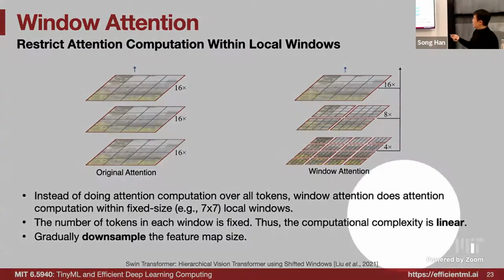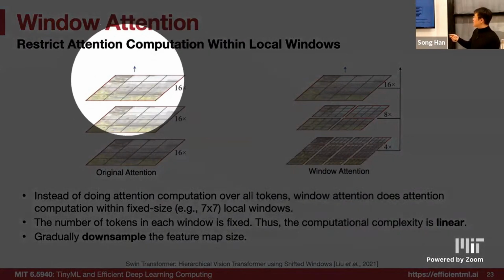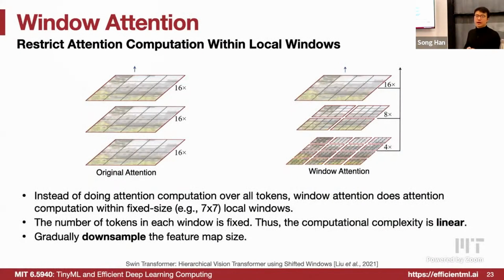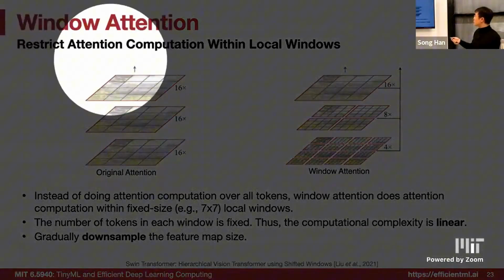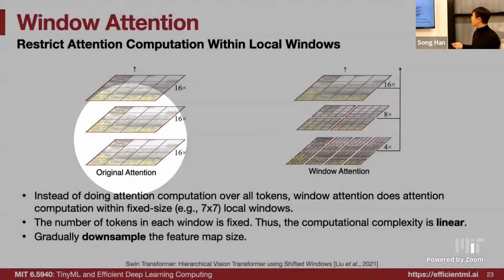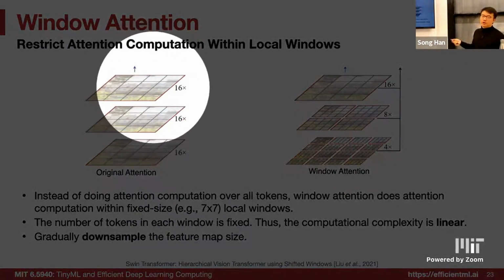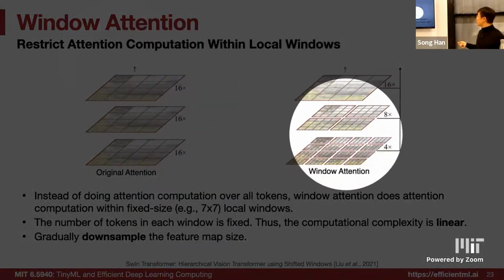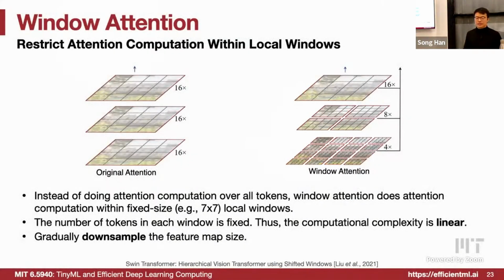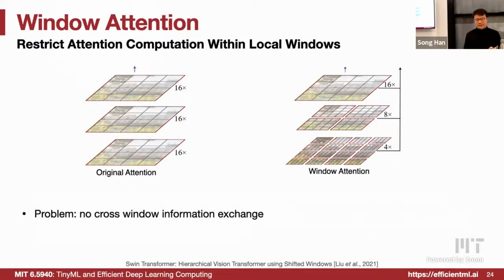For example, here each patch is 7 by 7, and we do the attention within the patch, and we have many patches right here. So this is the original attention, where each patch has to attend to each patch. Now we can divide it into several windows, and only the tokens within the window will attend to each other. So what is the problem in this case?